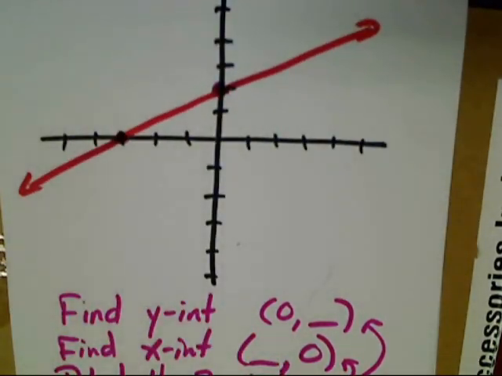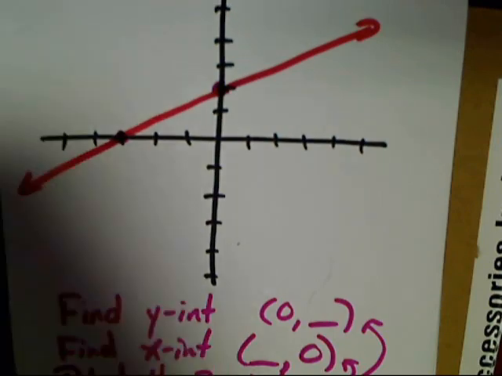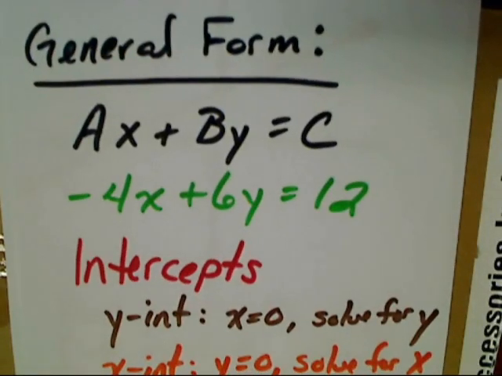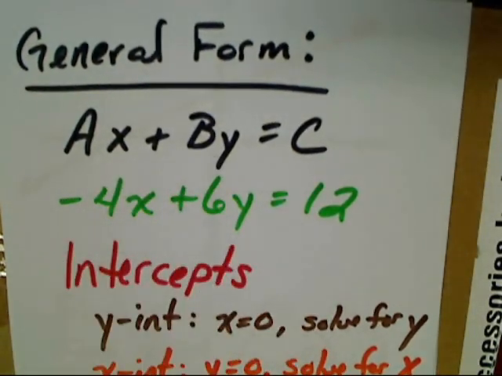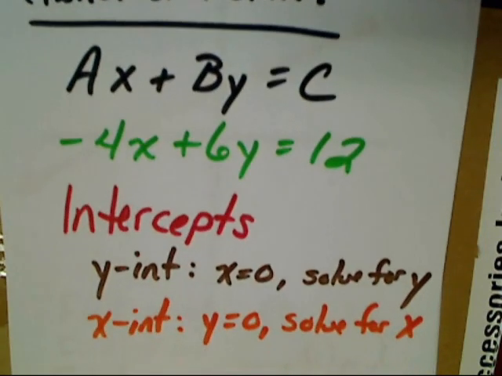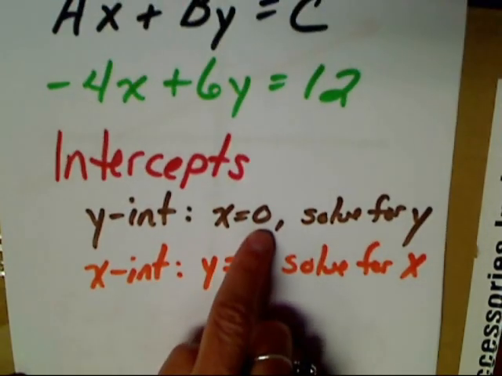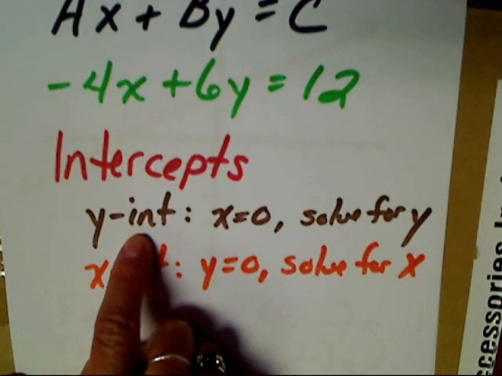Or if you want to use the intercepts, when your equation's in the general form of having x and y on the same side, you can use the intercepts by replacing x with 0 and solving for y for 1 point.